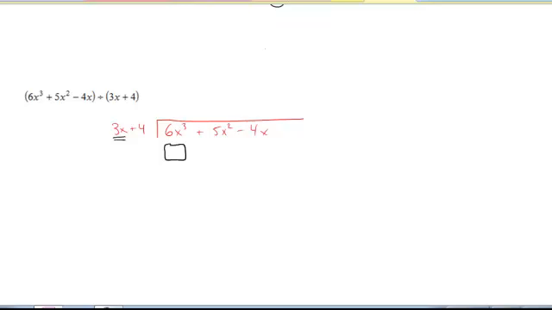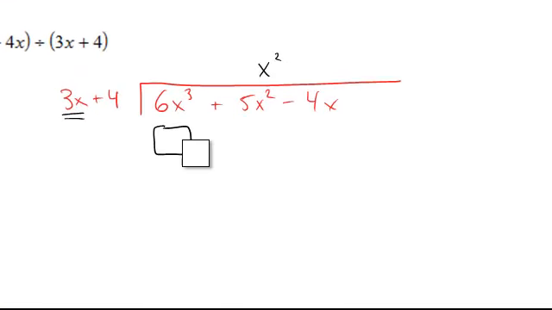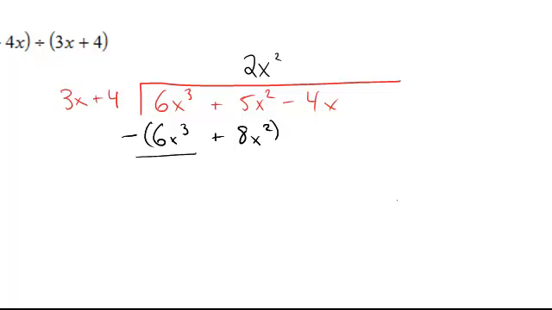And the first thing I recognize is, okay, I have an x, and I need an x cubed, so it's going to have to be something x squared, and I have a 3, right? So I need 2 more. So this is going to be 2x squared. Remember, it's only the 3x and the 6x cubed that I'm looking at. I'm not looking at the plus 4 at all. So when I multiply, 2x squared times 3x is 6x cubed plus 8x squared. And then I subtract the whole thing. Right? And that subtraction is important.